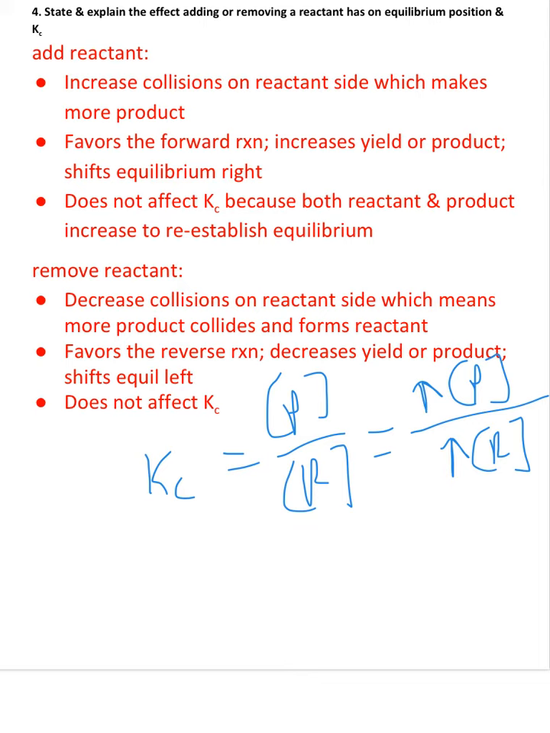Removing reactant has the opposite effect. You decrease collisions on the reactant side, which means more product collides and forms reactant. And so it favors the reverse reaction, decreases the yield of product, and shifts the equilibrium left. But again, Kc will not be affected by adding or removing reactant or product, either one.